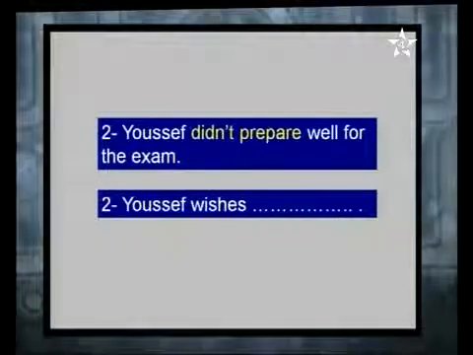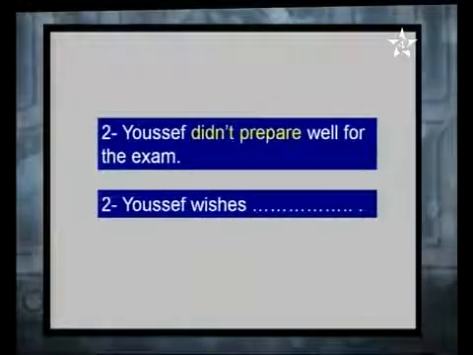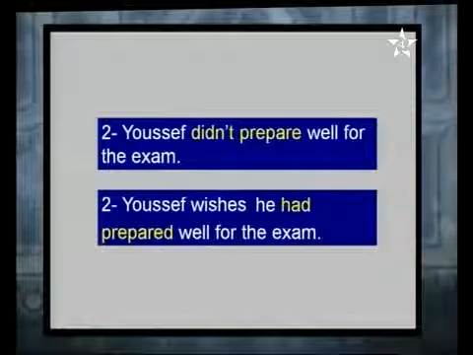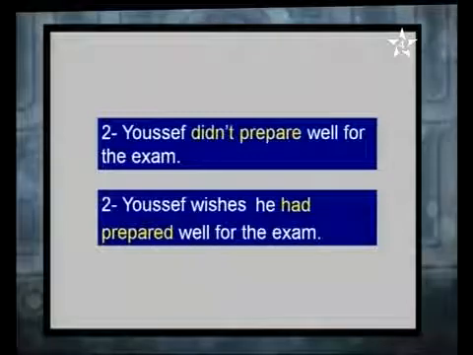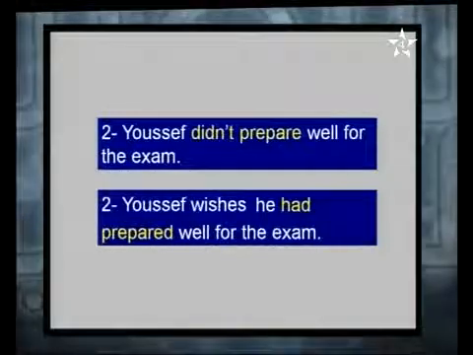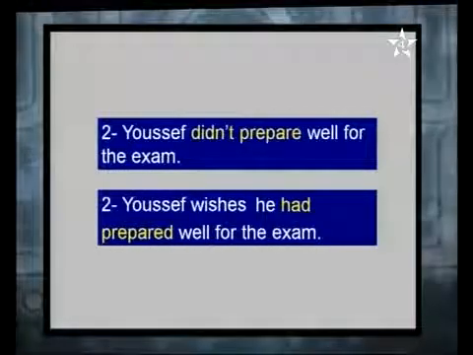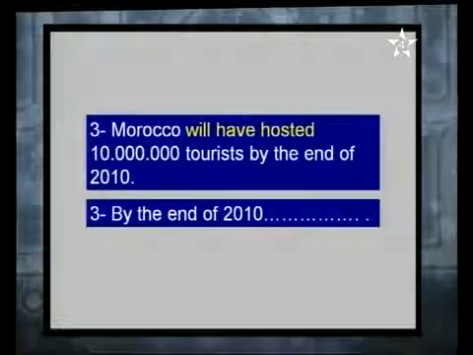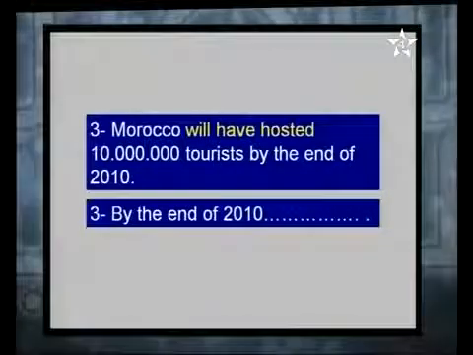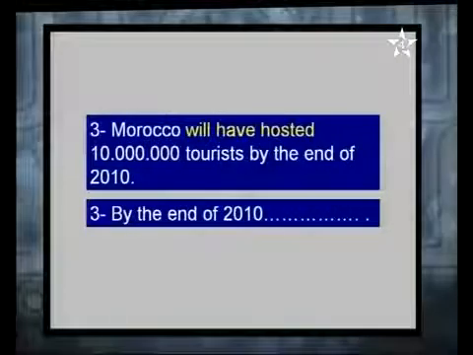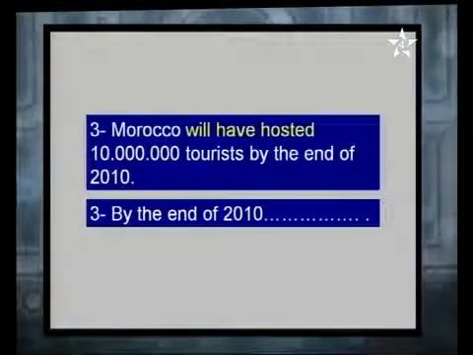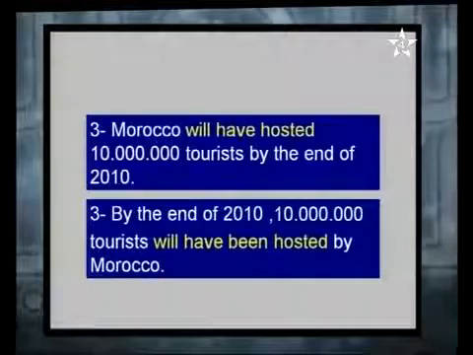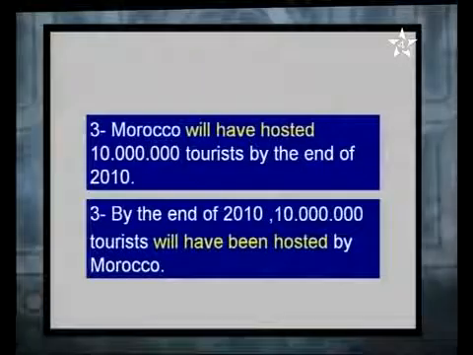Number 2, Yusuf didn't prepare well for the exam. Yusuf wishes what? Yusuf wishes that he had prepared well for the exam. So, simple past, past perfect. 3. Morocco will have hosted 10 million tourists by the end of 2010. This is a passive voice exercise. By the end of 2010, 10 million tourists will have been hosted by Morocco.